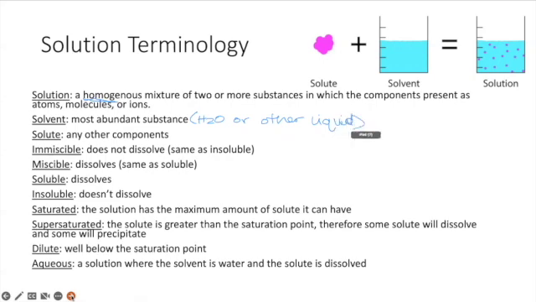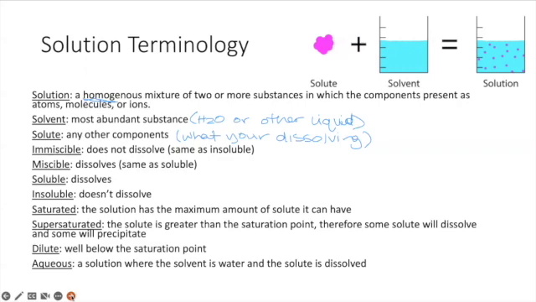The solute is what you're dissolving. Immiscible is a term for saying that the solute doesn't dissolve. It's the same as saying insoluble. Miscible means that something does dissolve, and again, it's the same thing as saying soluble.